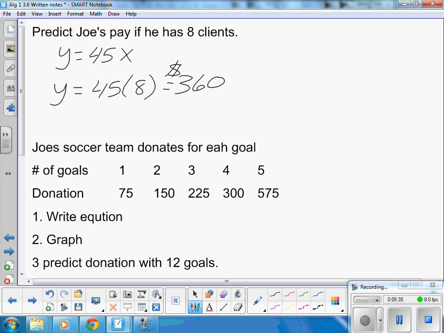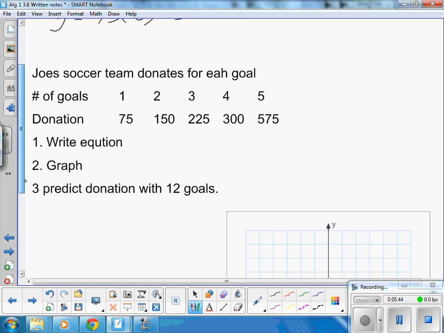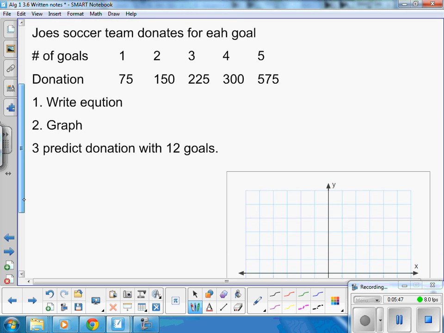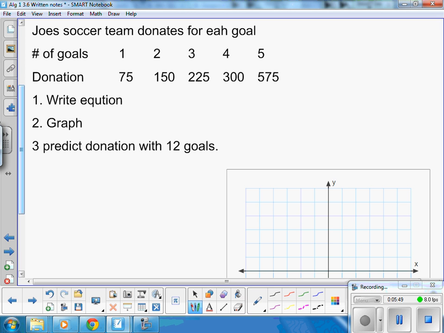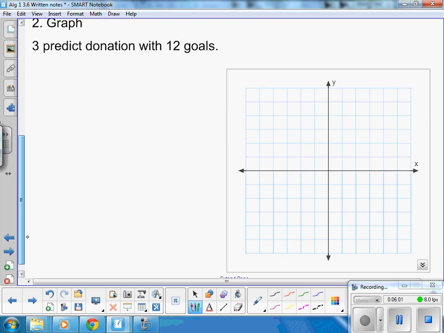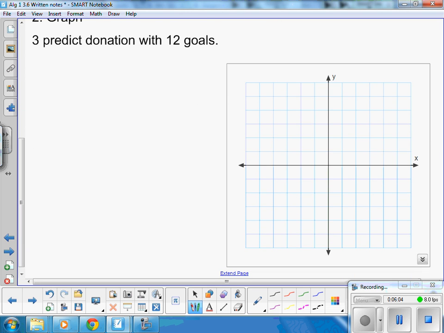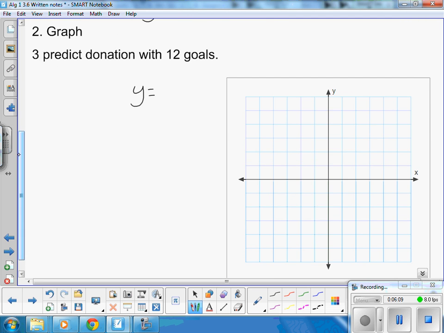Here's another one. Joe's soccer team donates for each goal. Number of goals and the donation. We're going to write an equation, we're going to graph, and we're going to predict the donation with 12 goals. First of all, writing an equation, our common difference is 75, so it will be y equals 75x. The graph is going to come off of that, and then we're going to predict. Okay, you can predict from the graph or do the math either way. y equals 75x.